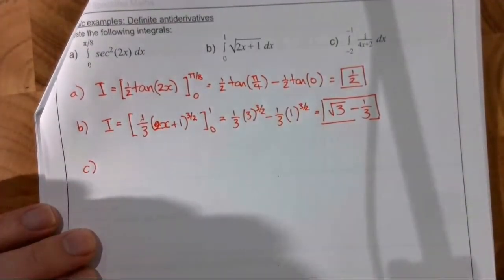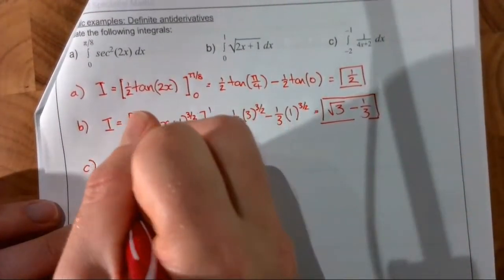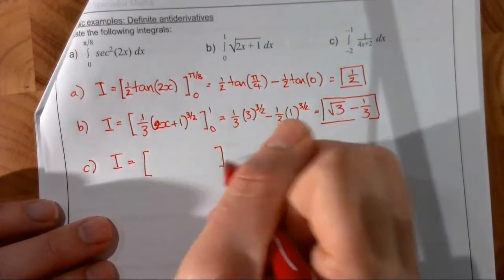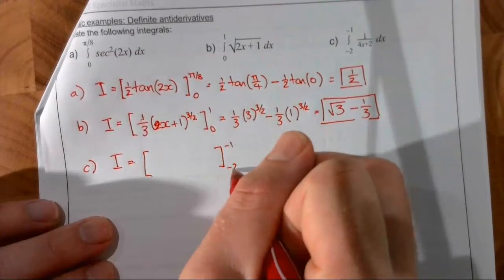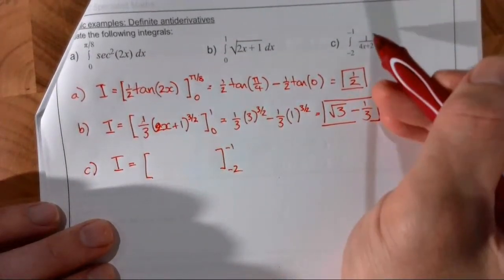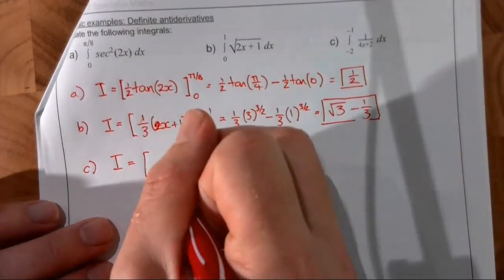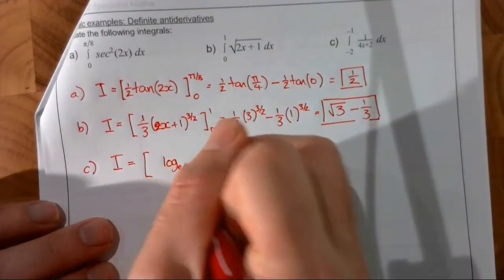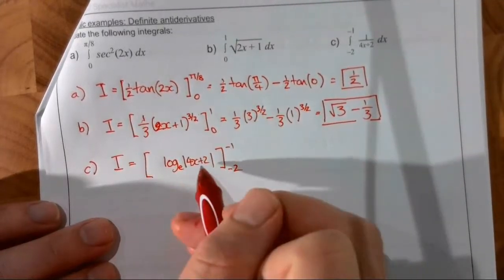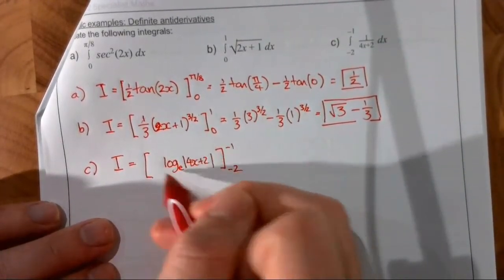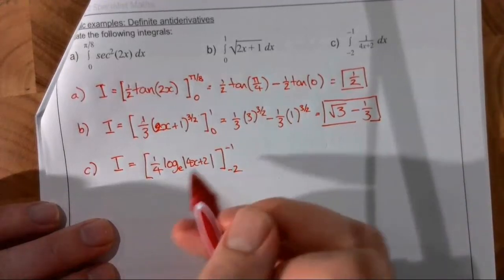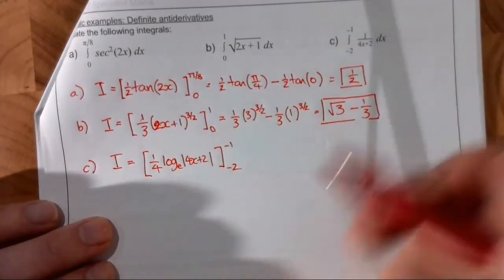Then for part C, the capital I for the integral, square bracket for when I've done my anti-differentiation. What differentiates to give me something like 1 over 4x plus 2? Well, I know it must be something like log e of mod 4x plus 2. But if I do differentiate this, I get this 4 in there that I don't want. So I've got to put the quarter in. Quarter cancels with the 4. This gives me what I'm looking for.